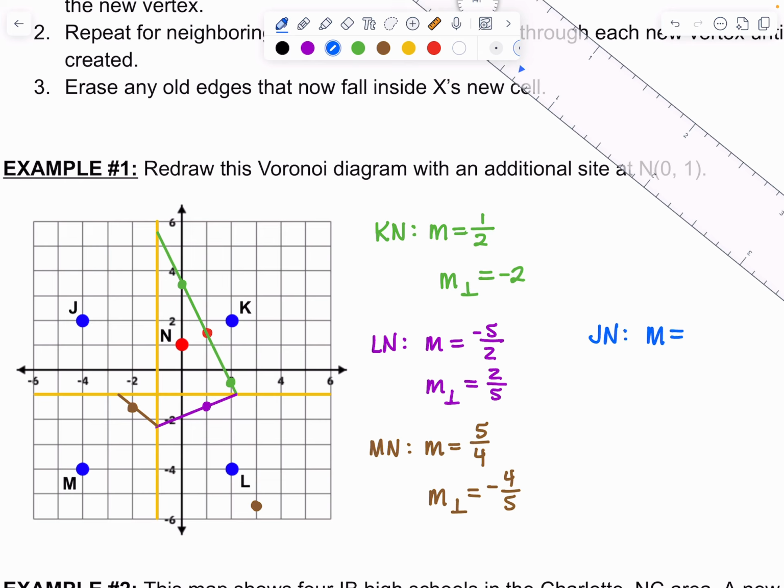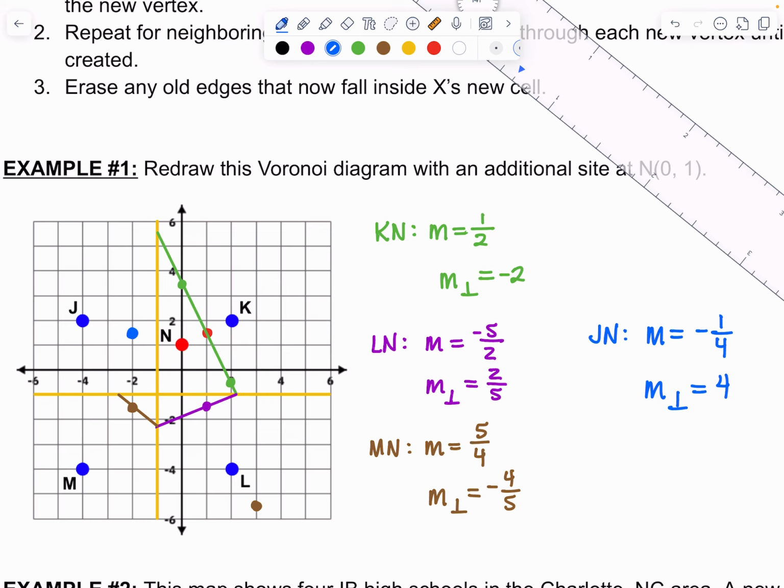So my slope is -1/4. My perpendicular slope, of course, is going to be a +4. So if I want to go to the midpoint, I have to go down 1/2. So here, that's the midpoint.